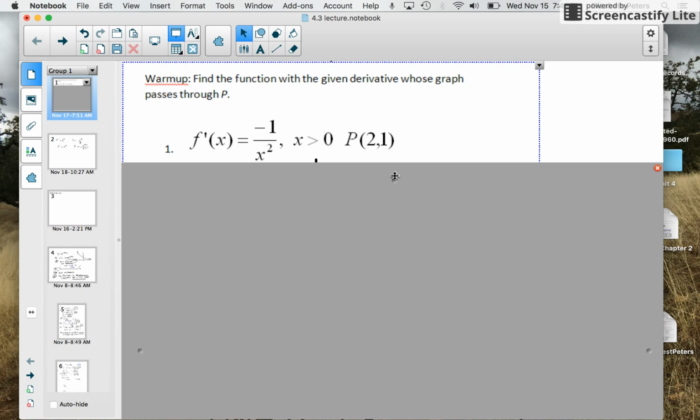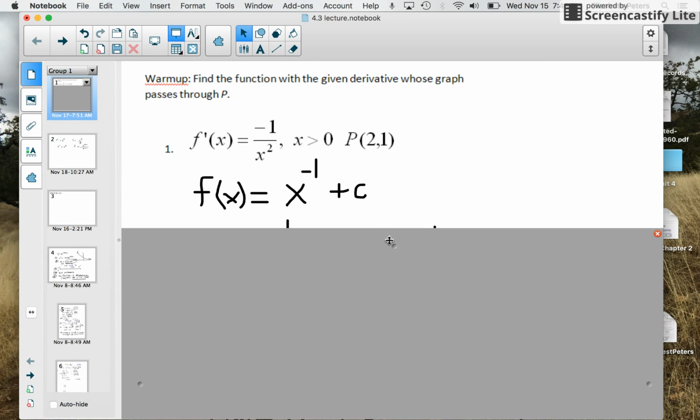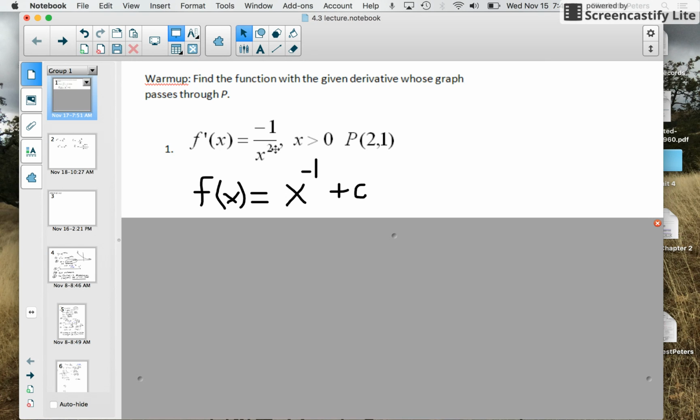And then let's find this derivative. So when we find the function, we're going backwards. So this is x to the negative 2. So we know that the original function was x to the negative 1. And here we've got negative 1. So if we take x to the negative 1 and we find the derivative of it, we would get negative 1 times x to the negative 2, which is what we have right here.